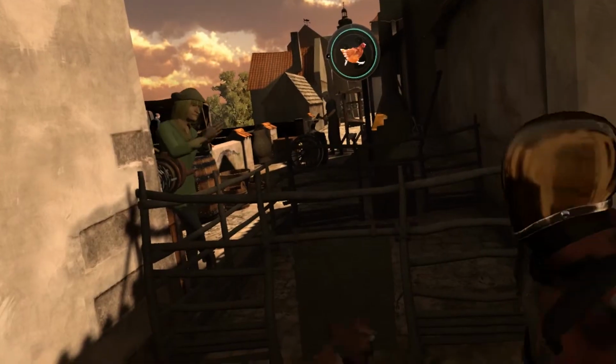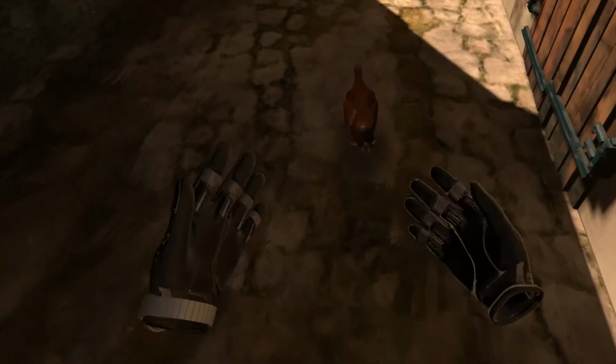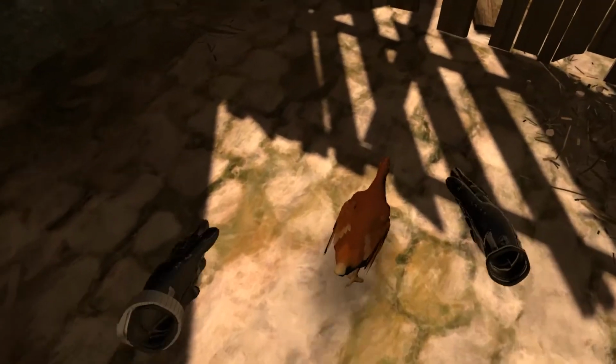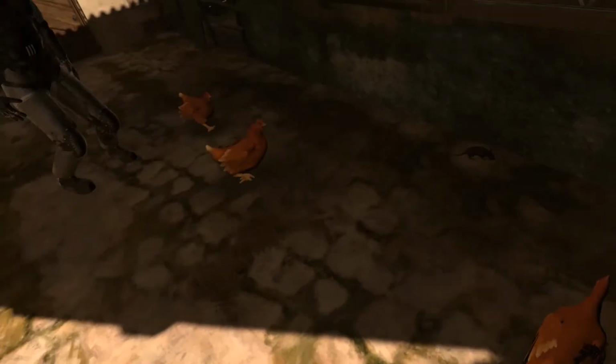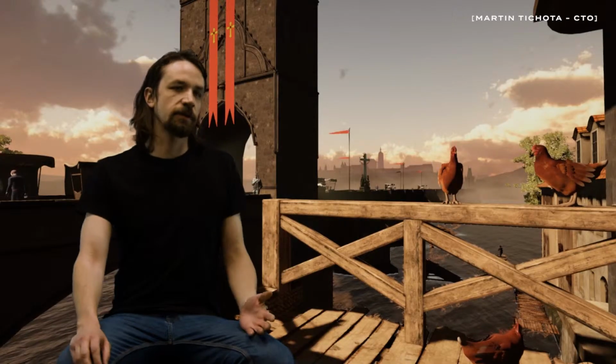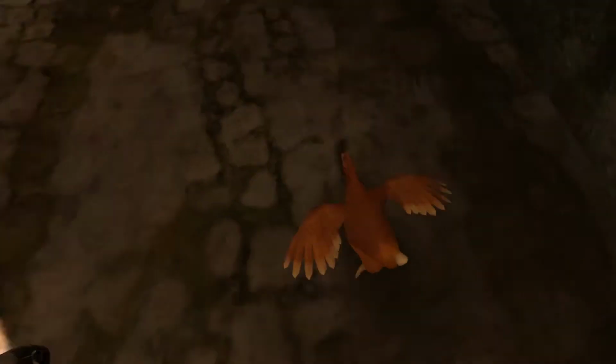So my single most favorite feature in the game is probably the chickens in Golem. For those of you who don't know what this is, and that's probably the majority of you watching this, there's a puzzle in level 2 in Golem where you actually have to chase chickens that escaped from their pen. You have to chase them back.